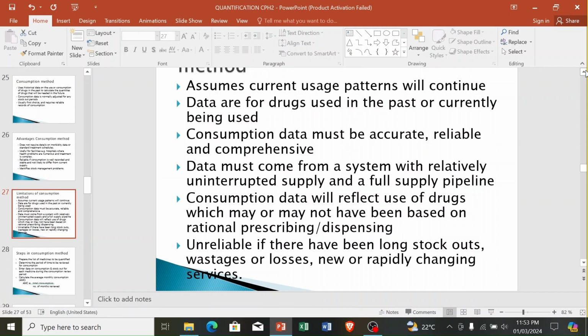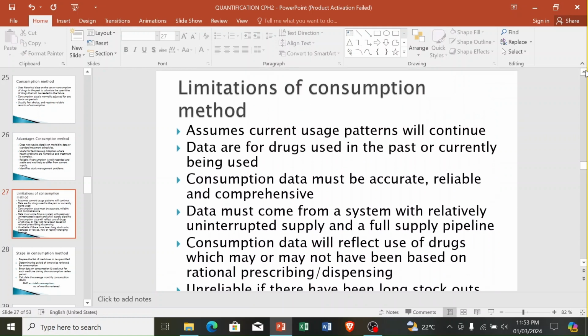Okay, so let us see what the limitations of this method are. What are the disadvantages of using this method? The consumption method assumes the current usage pattern will be continuous. Like if people consumed this month maybe 30% of the medicines, it assumes that even the second month or the coming month they will consume 30%.